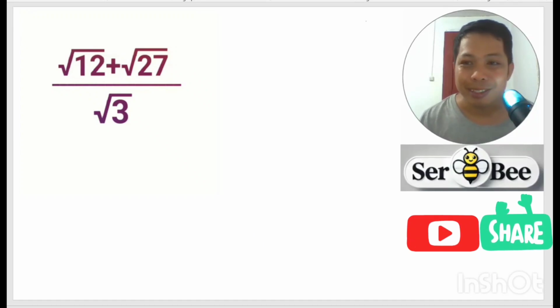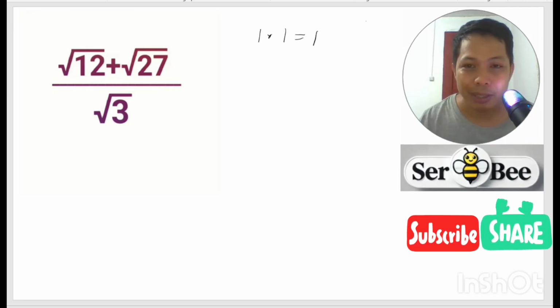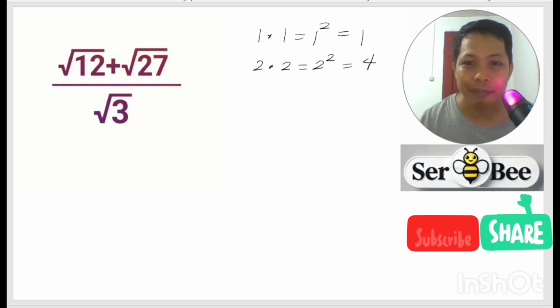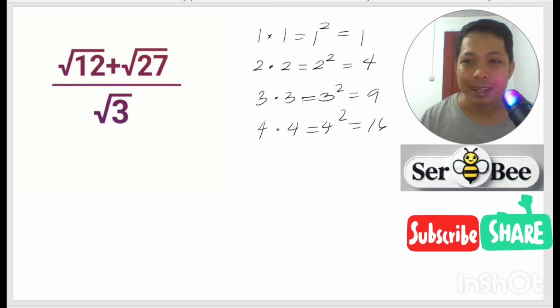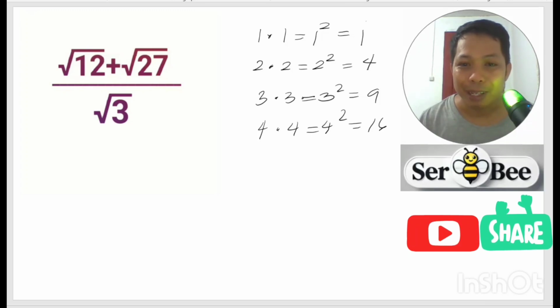But before simplifying this expression, let us recall that 1 times 1 equals 1 squared, and that is 1. 2 multiplied by itself is 2 squared, which is 4. 3 times 3 is 3 squared, and that is 9. Again, 4 multiplied by itself is 4 squared, which is 16, and so on and so forth. All these numbers are called perfect square numbers.